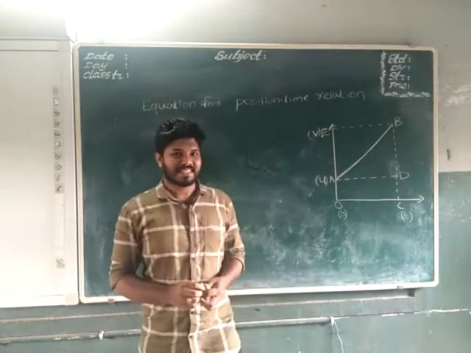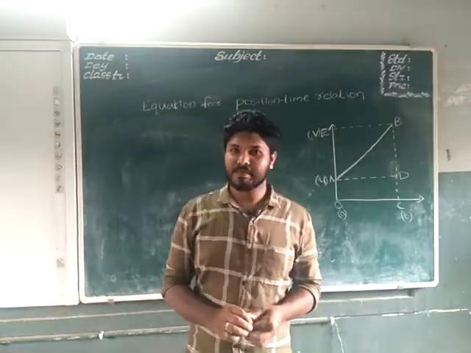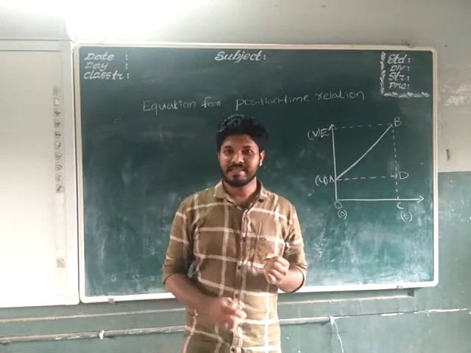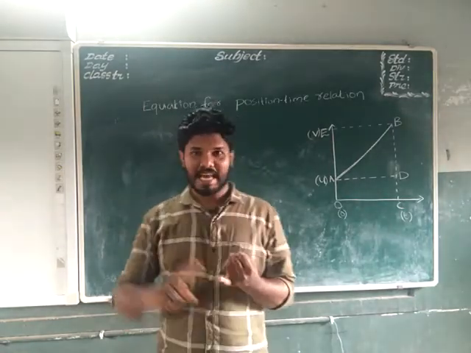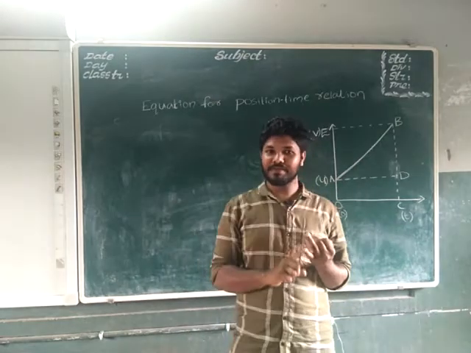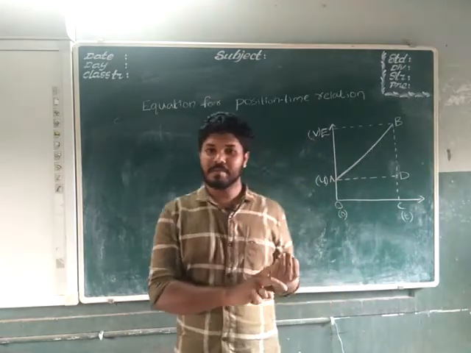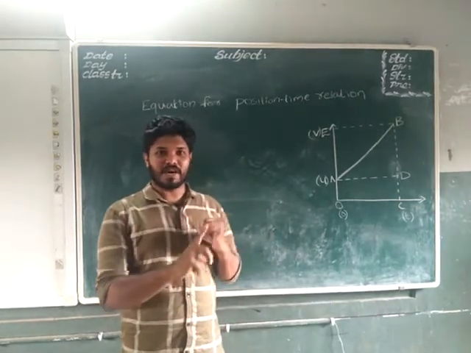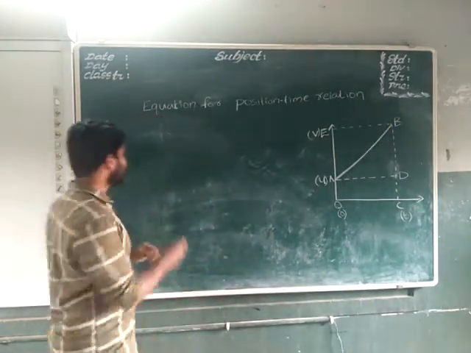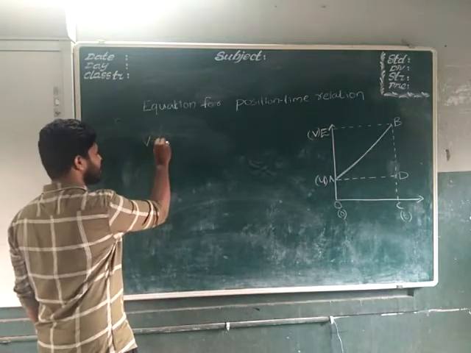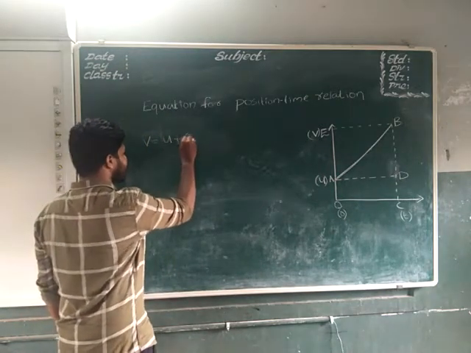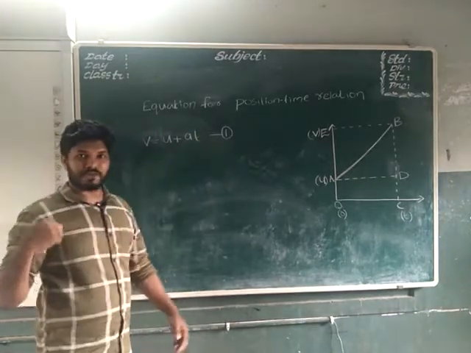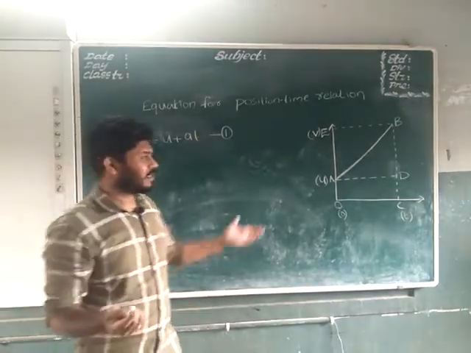Hello dear students, in the last class we already discussed equations of motion. There are three equations of motion. They are v equal to u plus at, s equal to ut plus half at square, and v square minus u square equal to 2as, isn't it? And we already solved the first equation, v equal to u plus at. That's our first equation. Now we are going to solve the second one.